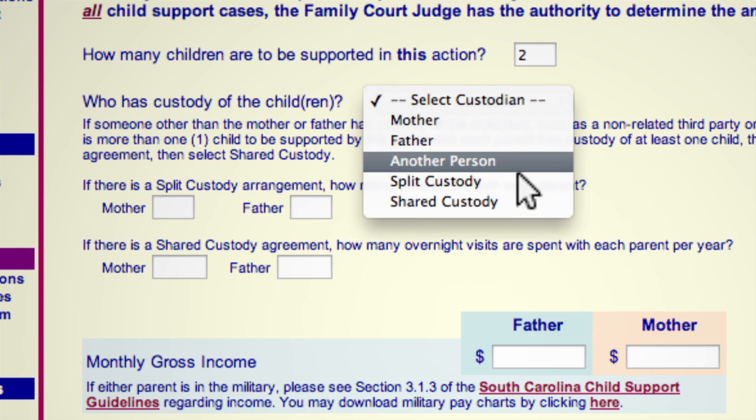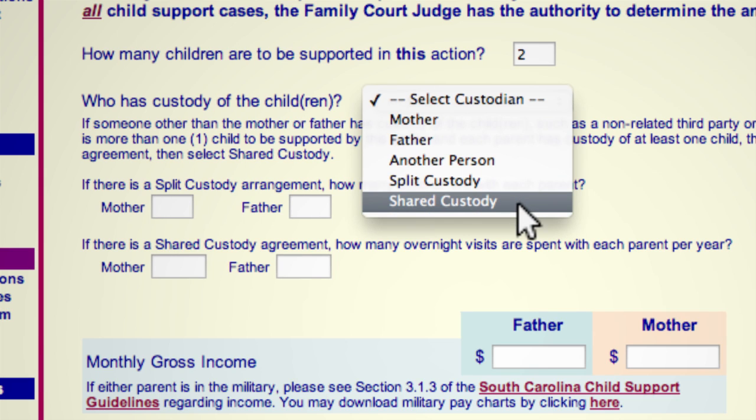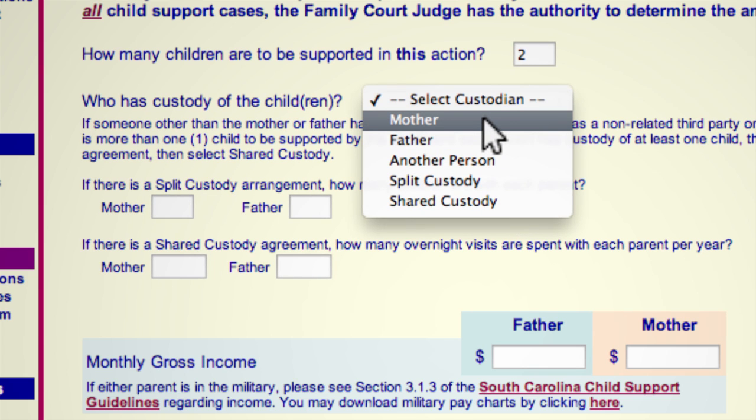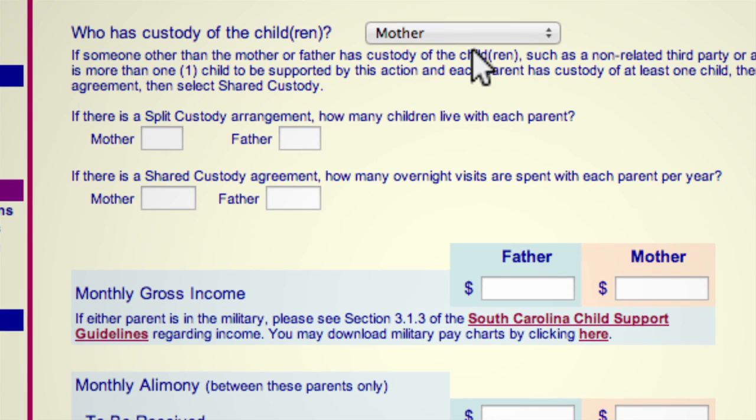Split custody means you have at least one child living with you, and the other parent also has at least one child living with him or her. This is not common. Shared custody means that the non-custodial parent has court-ordered visitation with the children overnight for more than 109 overnights each year. We'll pick the mother as the custodial parent for our example. If there is a split custody or a shared custody arrangement, complete these sections as needed.